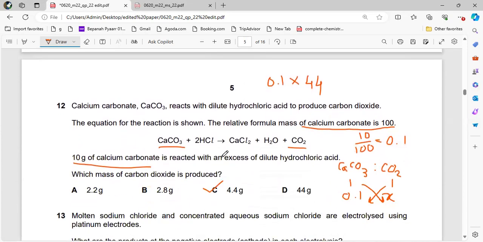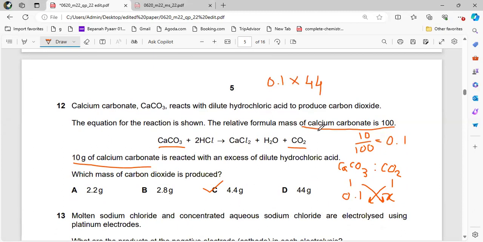Okay. Next, calcium carbonate reacts with dilute hydrochloric acid to produce carbon dioxide. The equation for the reaction is shown. The relative formula mass of calcium carbonate is 100. The equation is given here. Okay. 10 grams of calcium carbonate is reacted with an excess of dilute hydrochloric acid. Which mass of carbon dioxide is produced?